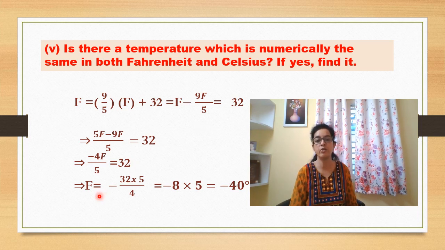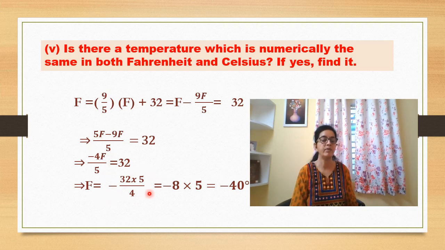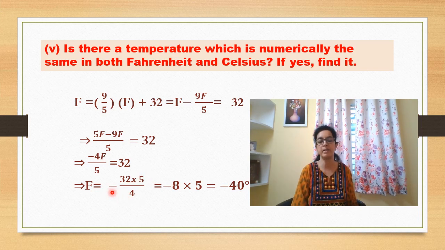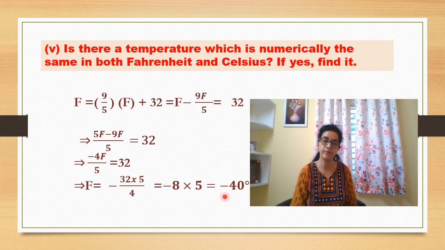Now let us find the value of F. For that we have to transpose minus 4 upon 5 to the RHS. And you already know that when we transpose a fraction, it gets converted into its reciprocal. So let us take the reciprocal of 4 upon 5. It is 5 upon 4. And yes, never forget the minus symbol. Here is the minus symbol. Now cut 4 and 32. 4 8s are 32. 8 5s are 40. And here's the answer, minus 40. Now this is the value of F. But can it also be the value of C also?